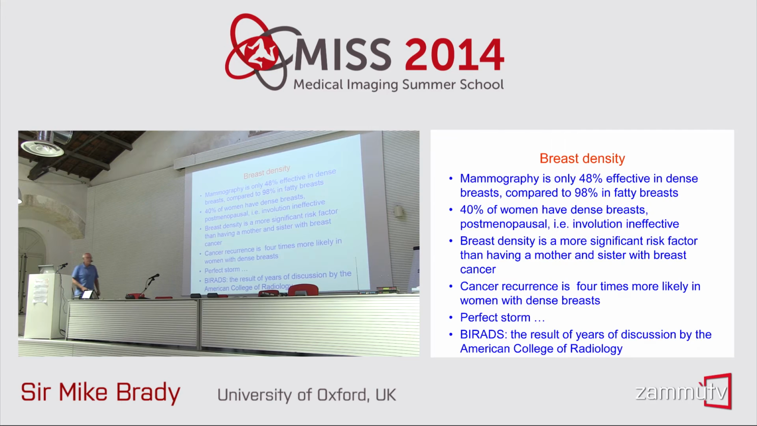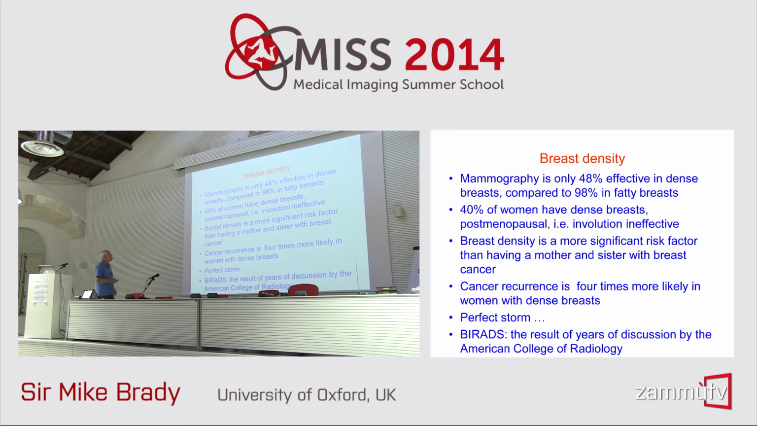So what about breast density? If a woman has a failure of involution, then a mammogram is only effective 48% of the time. It's no better than chance. If, on the other hand, the woman does not have dense breasts, then in fact it's 98% effective. Okay? That's a hell of a difference. That's a perfect opportunity for stratification between dense and fatty. Now, unfortunately, 40% of women have dense breasts postmenopausally. That is to say, they have ineffective involution.